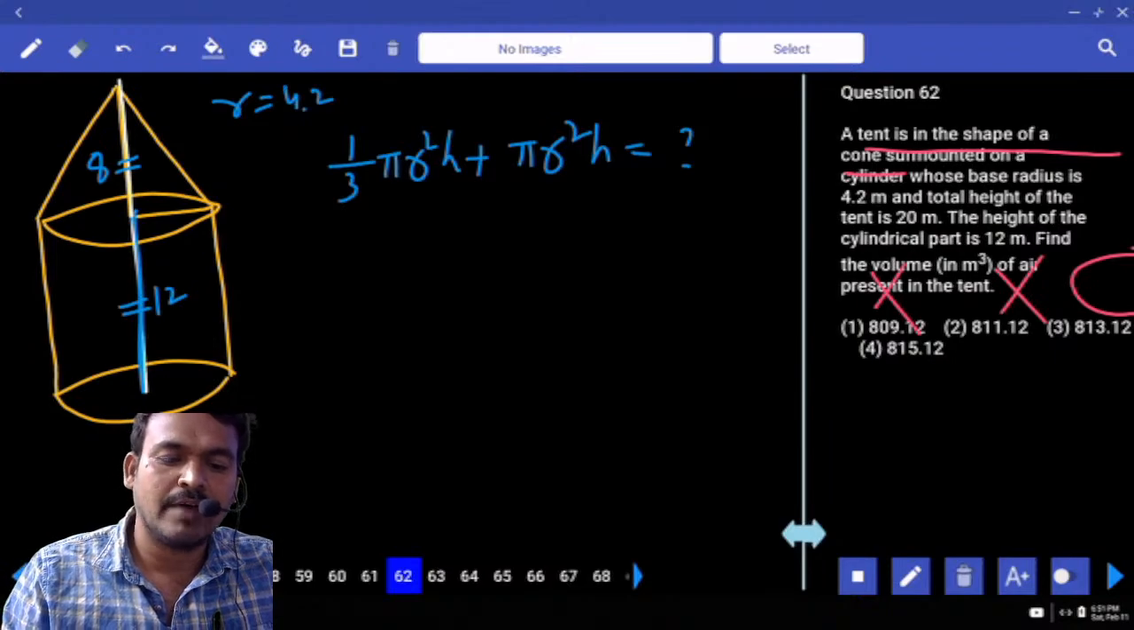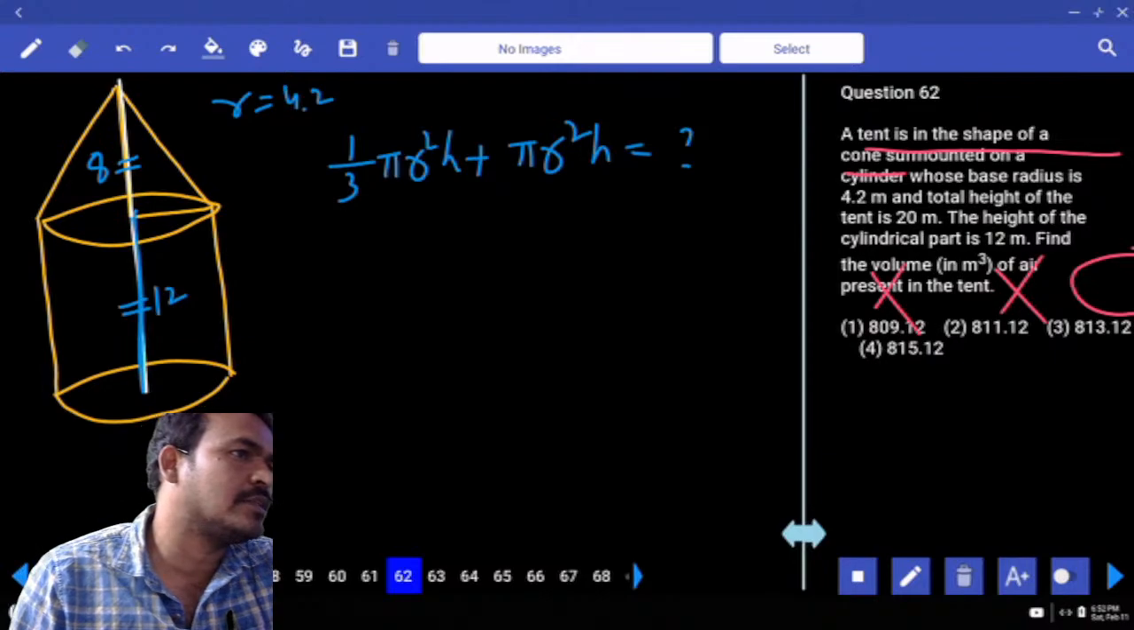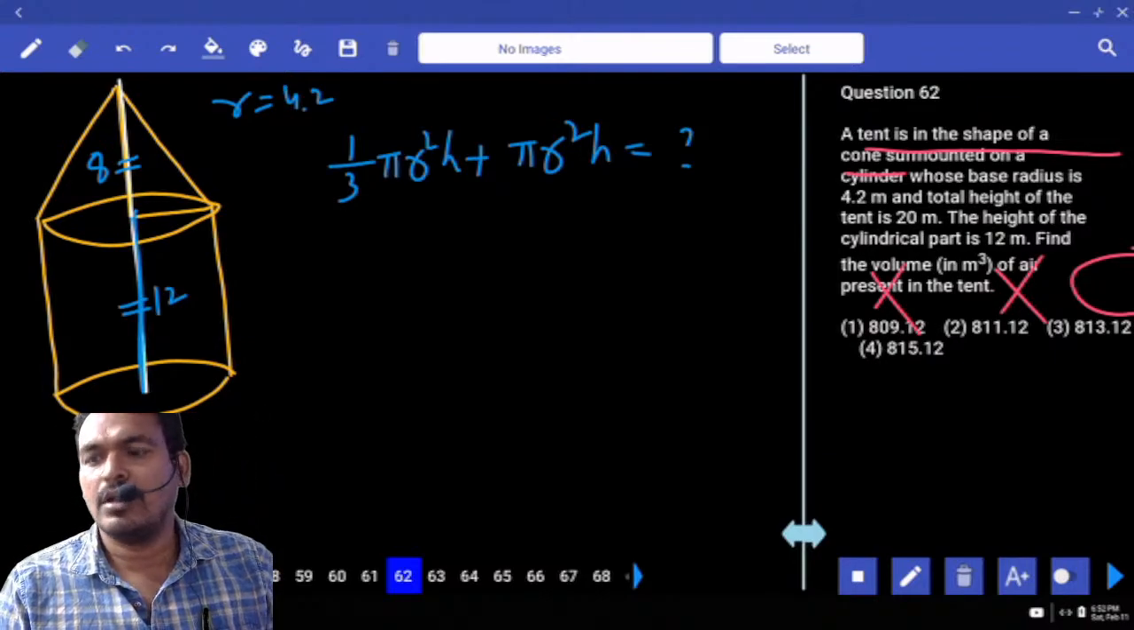And we know the radius values and we know the height values. Substitute the values, we get the answer. Already we verified the 11 multiple. How many options? Only one.